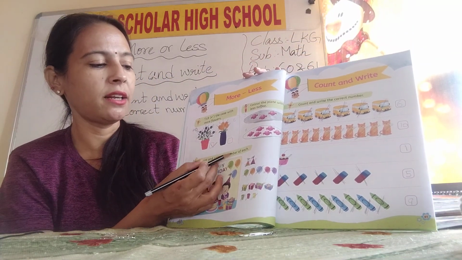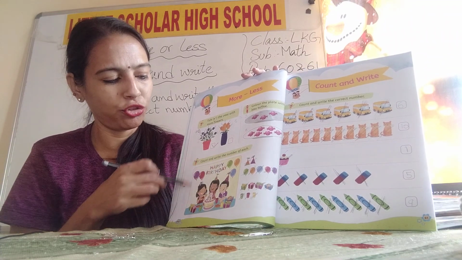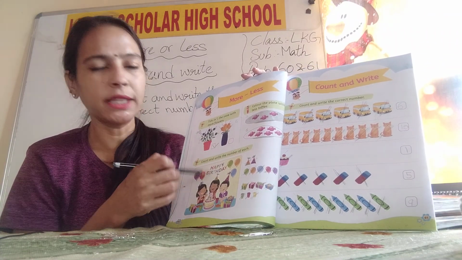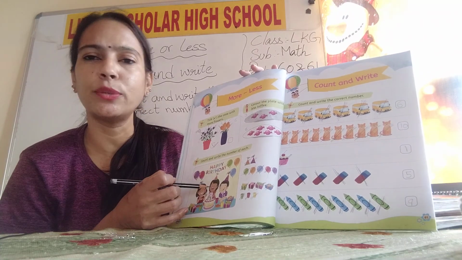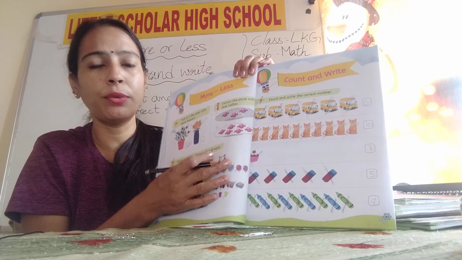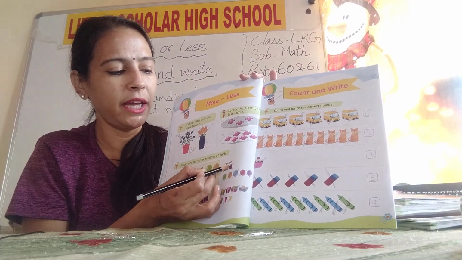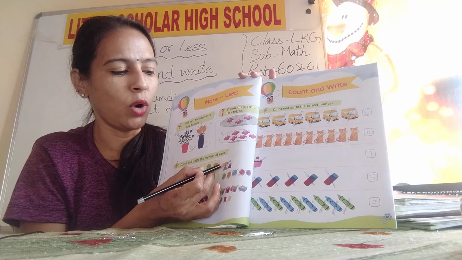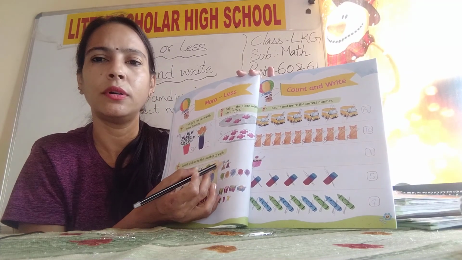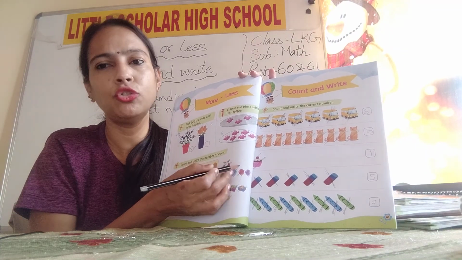Count and write the numbers of each. So in this birthday picture, what are there? What are the things over there that we need to count and write the numbers? So how many caps were there? 1, 2. So there were 2 caps.